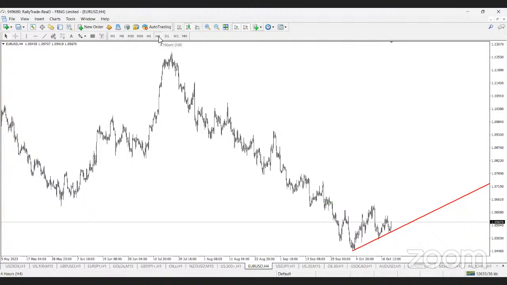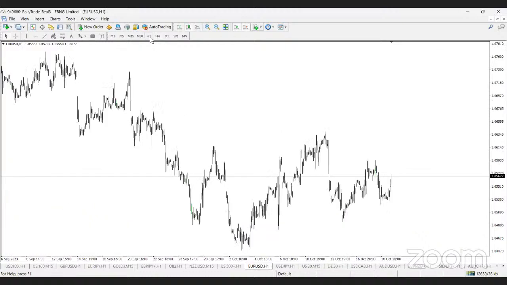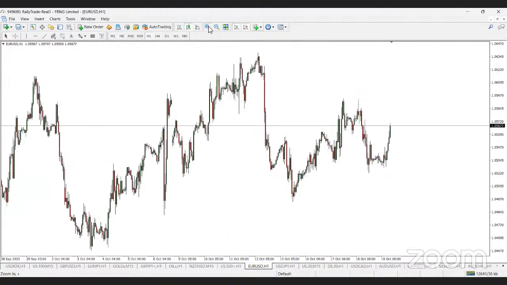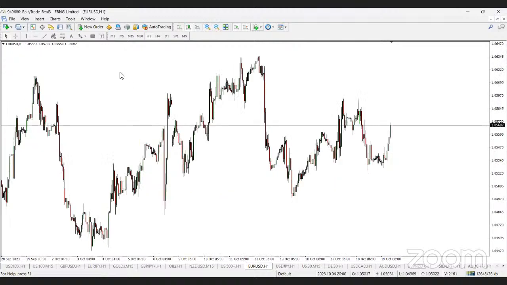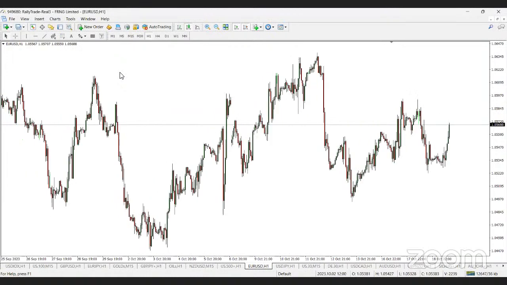Okay, and that's how we normally tell what a trend is. We use higher highs and higher lows. That's an uptrend. Okay, so let's try and draw the Fibonacci now on Euro USD and let's see how it helps us to tell support and resistance.